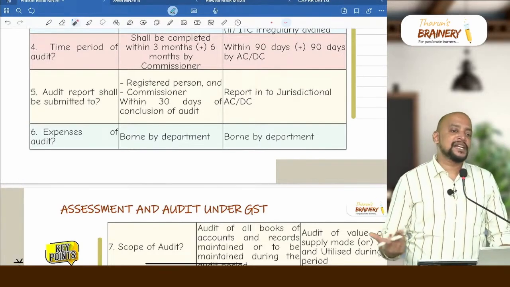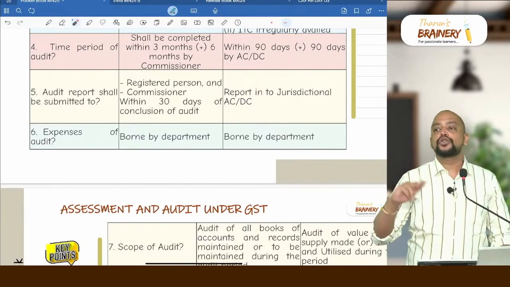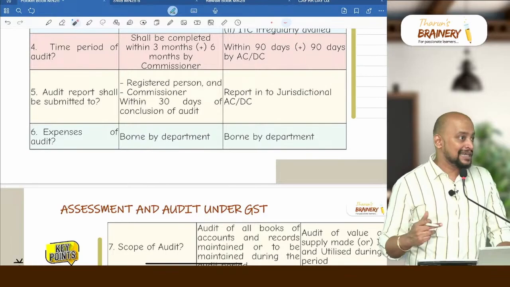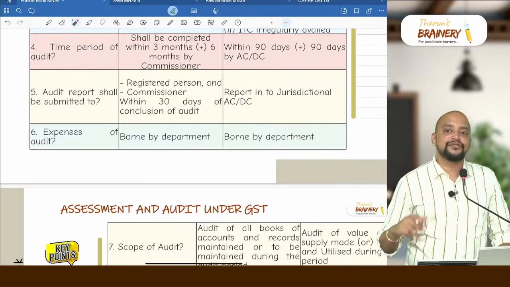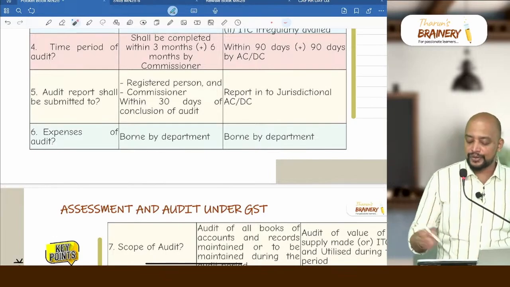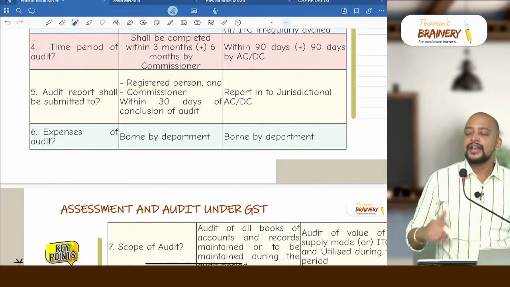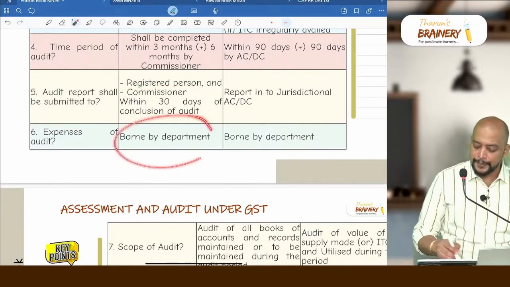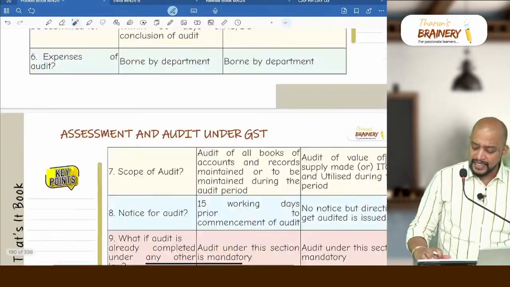Thereby we can avoid the penalty, because in case of section 73, if you pay before the show cause notice, there won't be any penalty. In case of section 74, if you pay before the show cause notice, you need to pay just 15% of the penalty. For that reason only, the audit report is made available to the registered person. And who will bear the expenses for the audit? It will be borne by the department.